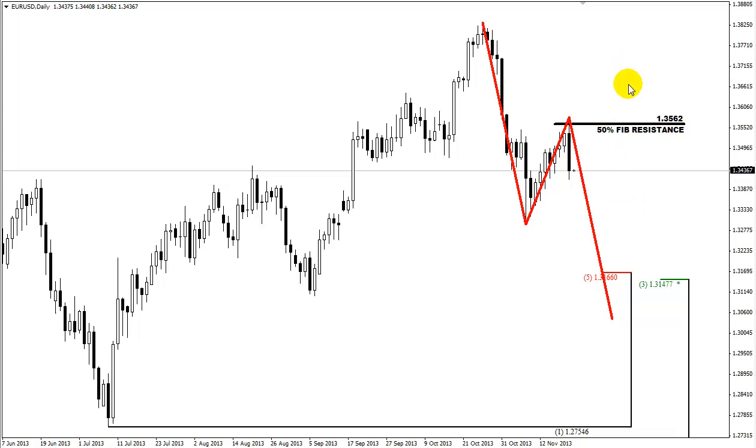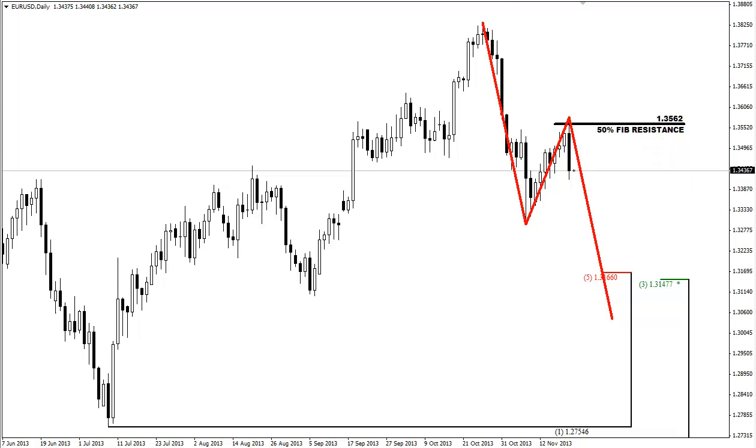Also take a look that the market has reached this C point right at the 50% fib resistance, which is typical in this case because this is a thrust, and the 50% fib levels are typical for retracements after the thrusts.